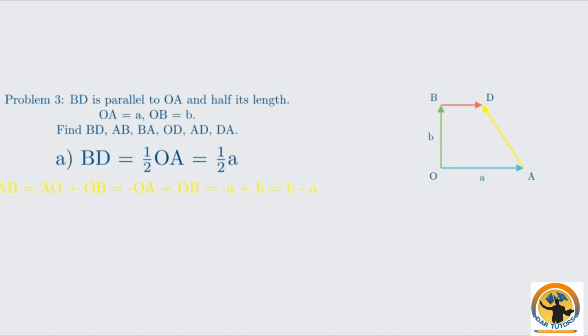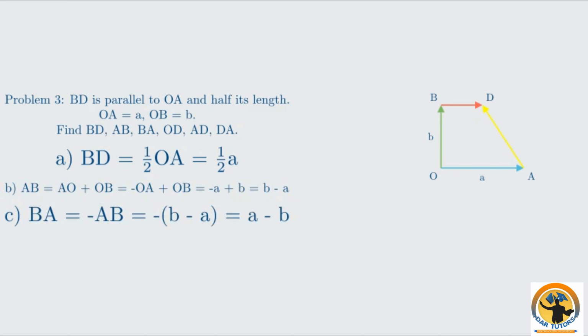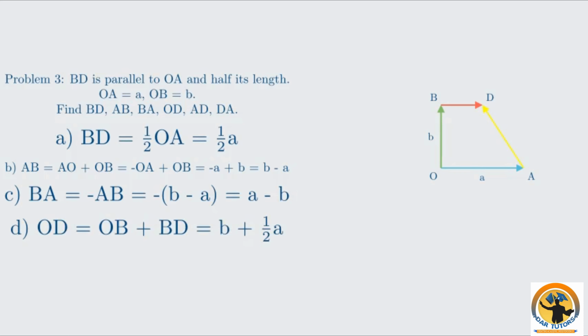Finding BA is straightforward. It's the negative of AB. So BA equals negative of B minus A, which is A minus B. Now for OD. We can go from O to D by going from O to B, and then from B to D. OD equals OB plus BD. We know OB is B, and BD is 1/2 A. So OD equals B plus 1/2 A.